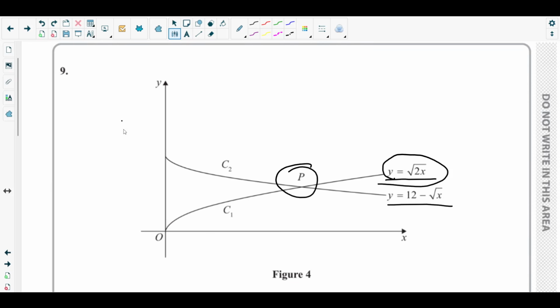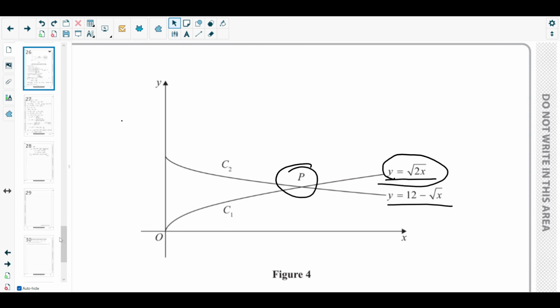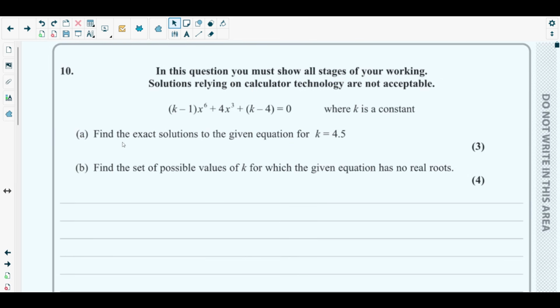Okay, so let's move on to the last question of this paper, which is question number 10. It's something from algebra. In question 10 we can see an equation: k minus 1 times x to the power 6 plus 4x cubed plus k minus 4 equals 0. This is an equation.